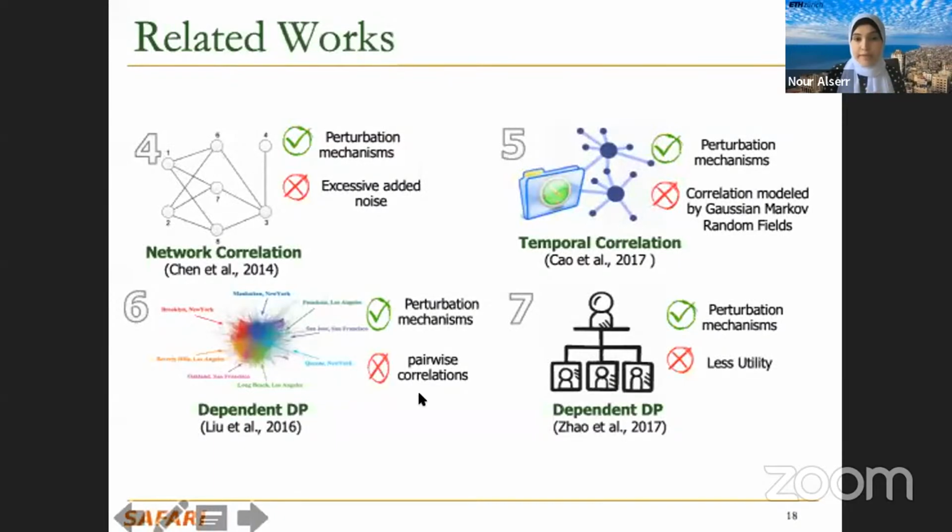But in genomic data, we have joint correlation. For example, if I have a mother, father, and son, then all three of them are correlated together. I mean, the son to his father and his mother together, right? So I cannot go for pairwise correlation. We need to consider joint correlation for more accurate data.